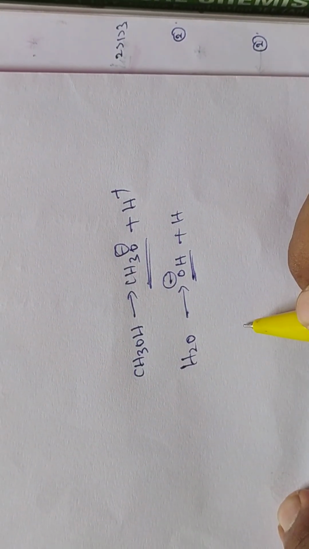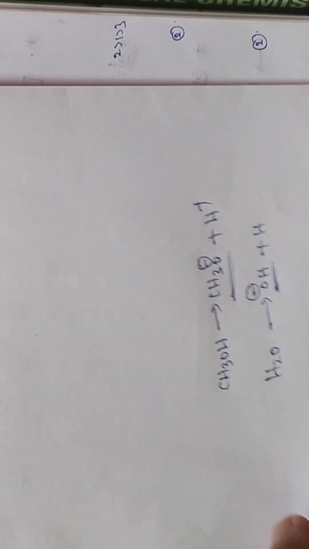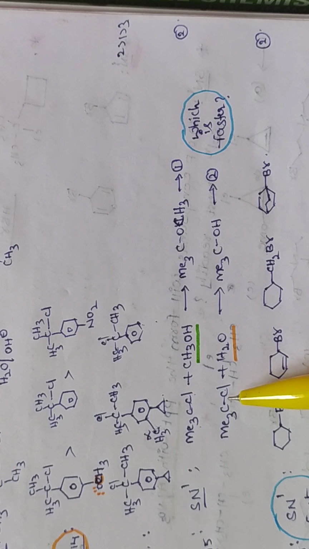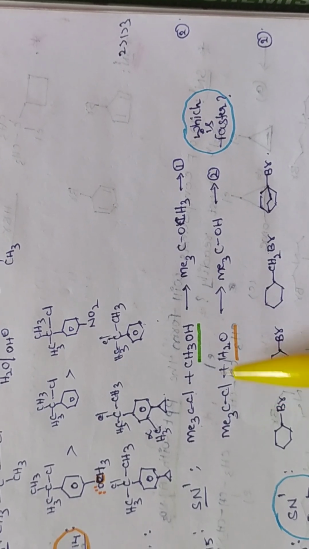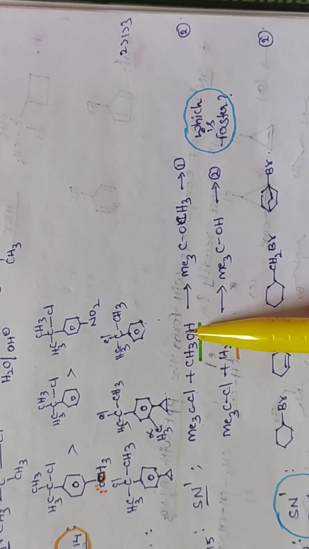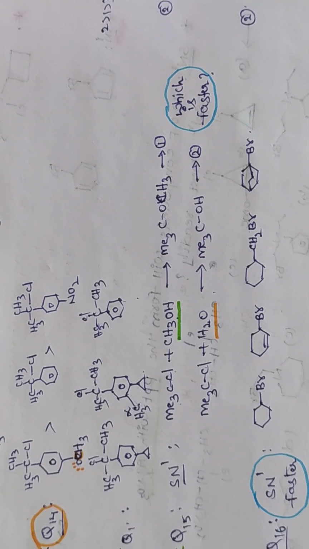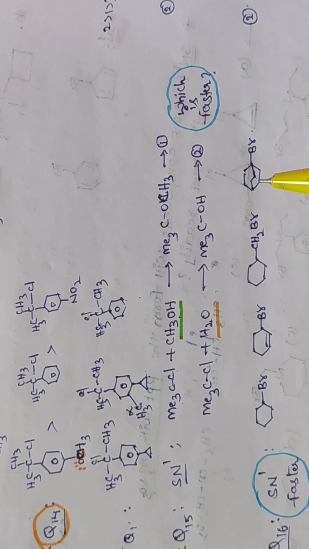Now, if the size of the nucleophile is smaller, the substitution will be more. So therefore water undergoes more nucleophilic substitution with the tertiary alkyl chloride when compared to the alcohol. So therefore the second reaction is faster than the first reaction. Next, which reaction is undergoing a faster rate?